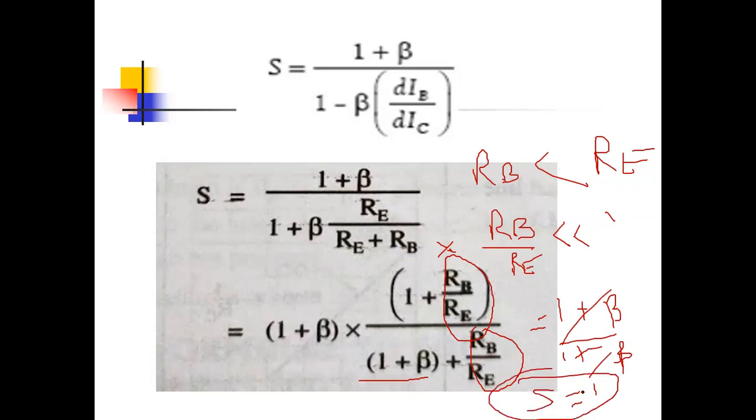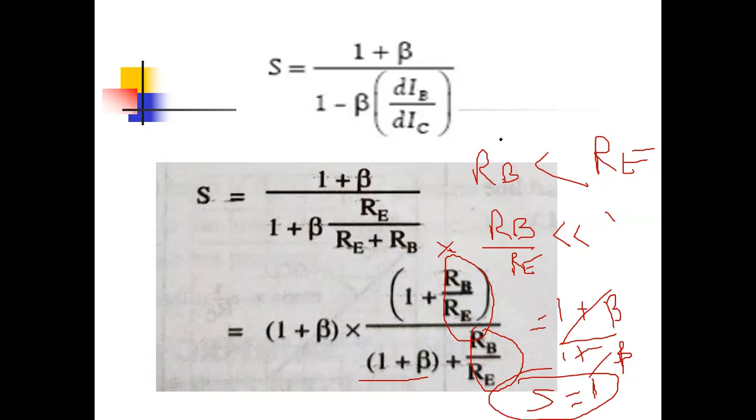Wow, that's very good. What do you mean by S equals 1? What is the significance of S equals 1? S equals 1 means now stability is independent. It is not depending on beta. Beta is your device parameter. It is not dependent on the temperature. It is the best thing. Stability is much better than the previous biasing method.